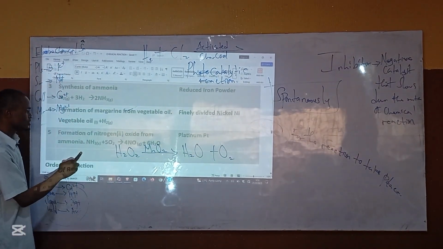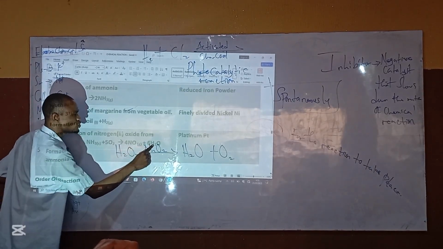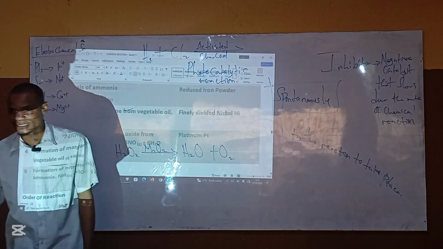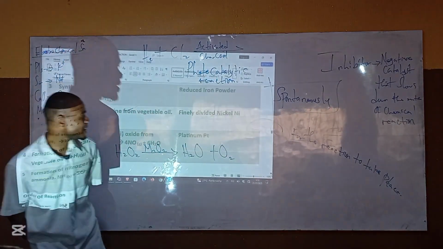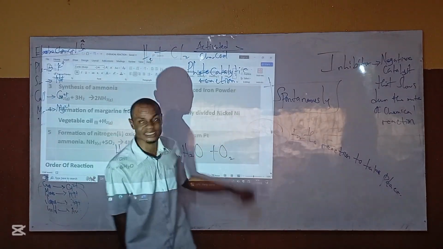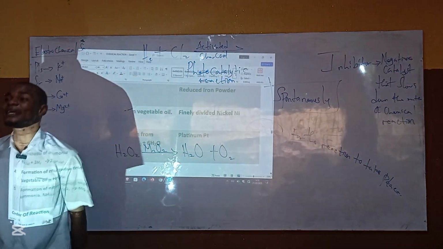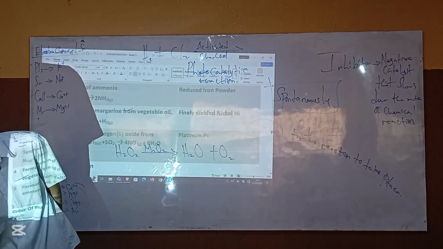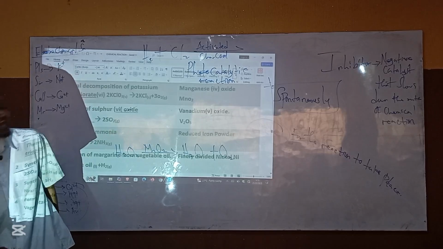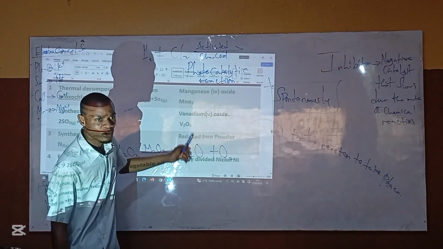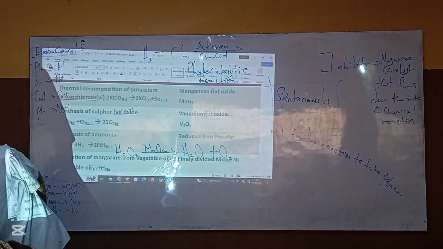Ammonia and oxygen form nitrogen(II) oxide and water. What do you use? Platinum. Transition metals are mostly used as catalysts. Platinum is a transition metal, nickel is a transition metal, iron is a transition metal, manganese is a transition metal, and vanadium is a transition metal. We use them mostly as catalysts.